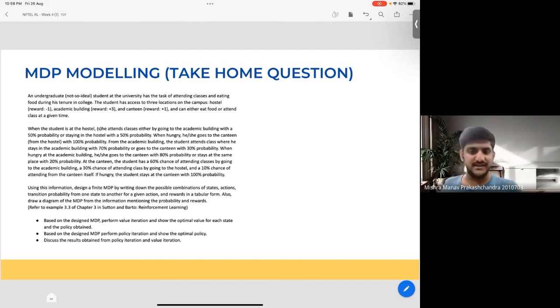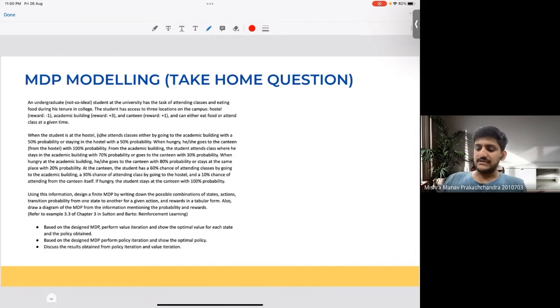Since this is a take home question, I expect you all to, by the time we meet next week, be familiar with value iteration, policy iteration, and then we can discuss this problem more in depth. Okay, so in addition to just designing the MDP, you need to perform value iteration and show the optimal value function for each state and the policy update. This is one thing you need to do. Second thing is, based on the designed MDP, you need to perform policy iteration and show the optimal policy. And then third point is, you need to discuss the results which are obtained from the policy iteration and the value iteration. So these are three new things that you need to do.